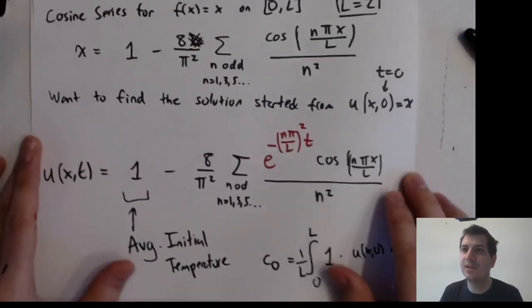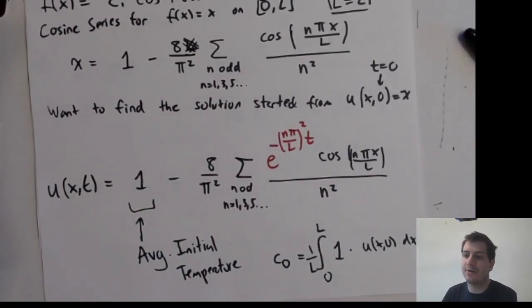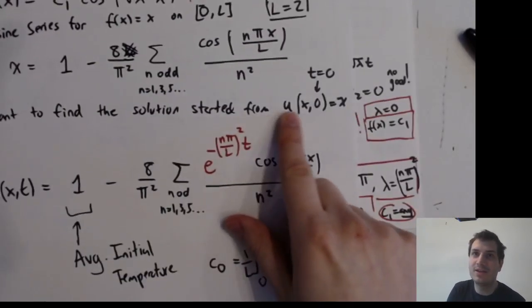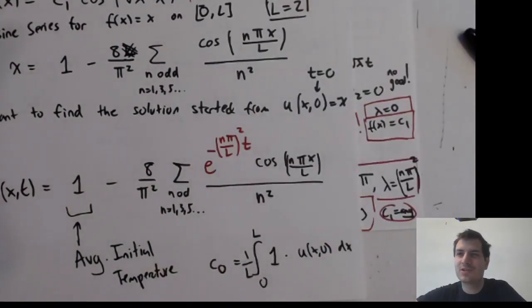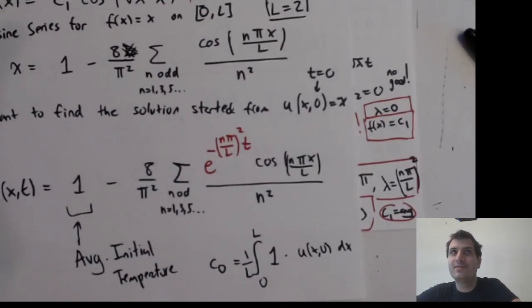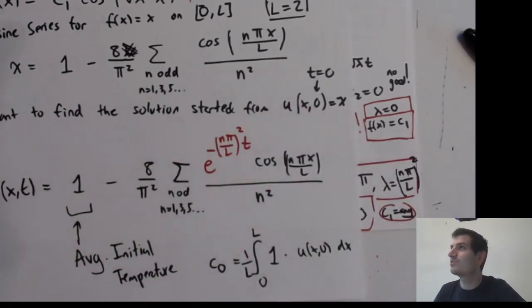Wasn't the IC you gave us u of 0x equals 0? No, the initial condition is u of x0 equals x. One of the boundary conditions is u of 0, x t equals 0 when x equals 0. So don't mix up the boundary conditions and the initial condition. So yeah, the initial condition was x.